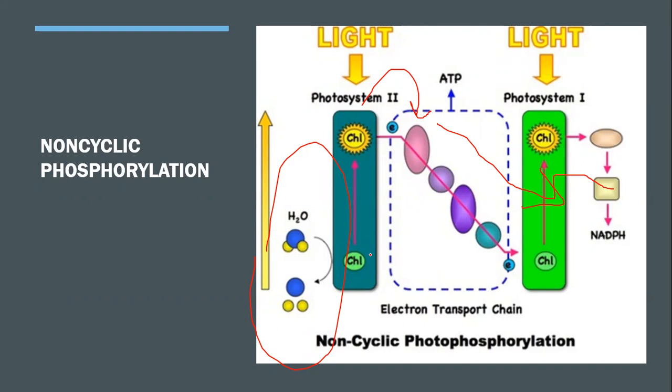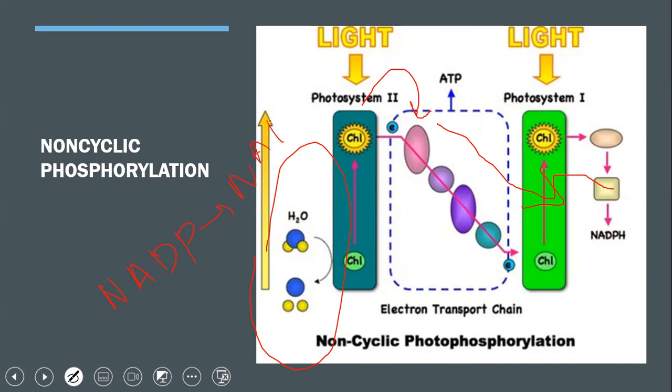So the entire process: chlorophyll will absorb light energy, and electrons will get excited. As the electrons get excited, they will travel down the electron transport chain and produce ATP, and the electron will pass on to photosystem 1. The electrons that have been passed on to photosystem 1 will transfer to NADP, and the NADP is going to become reduced and turn into NADPH.